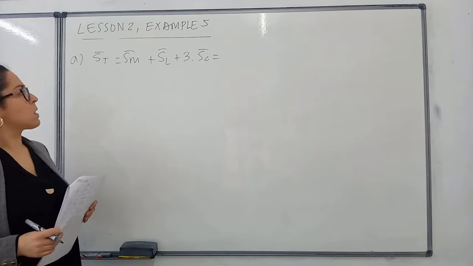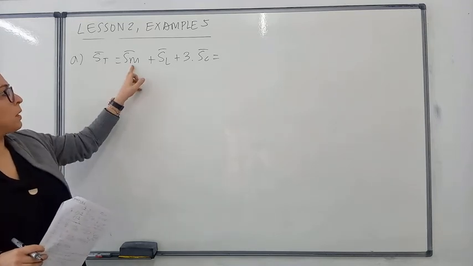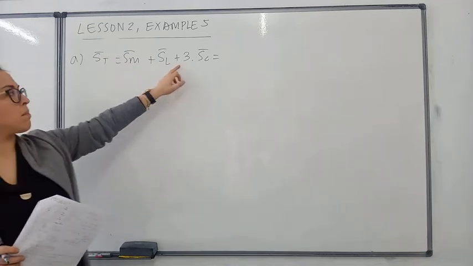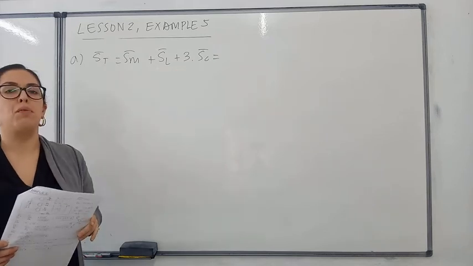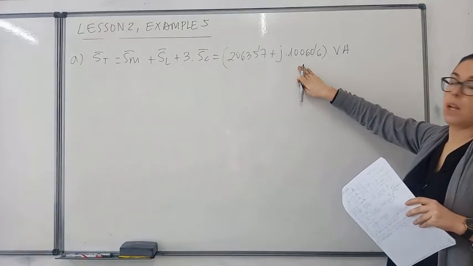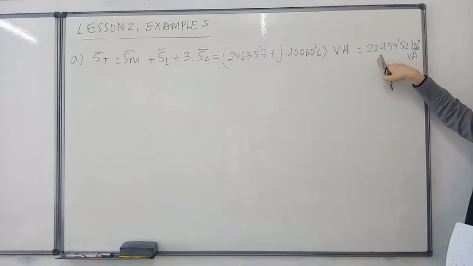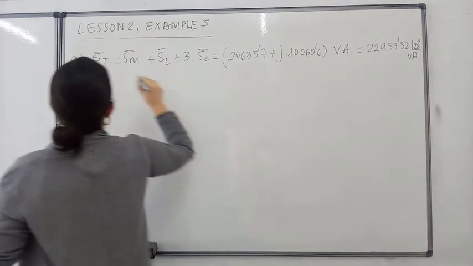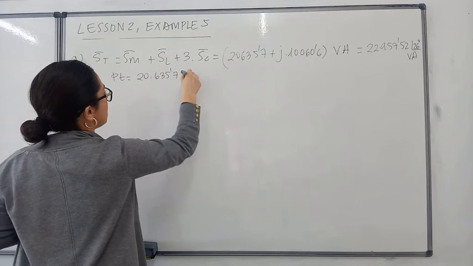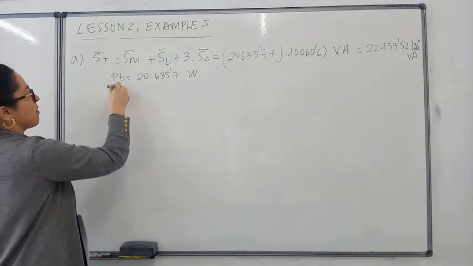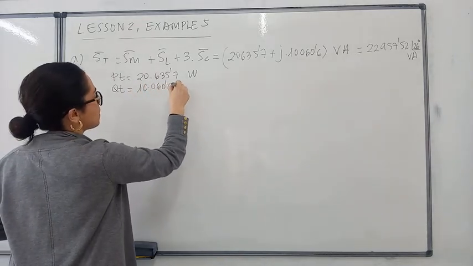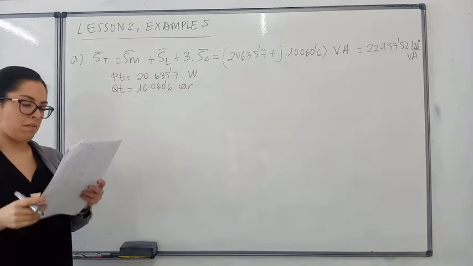If we want to obtain the total complex power, we need to add the complex power of the motor plus the complex power of the lighting system plus 3 times the complex power of one computer. This expressed in binomial notation is the same as this expressed in polar notation. So if they ask for the active power of the assembly, that would be this expressed in watts. If they ask for the reactive power, it would be this expressed in voltamperes reactive.